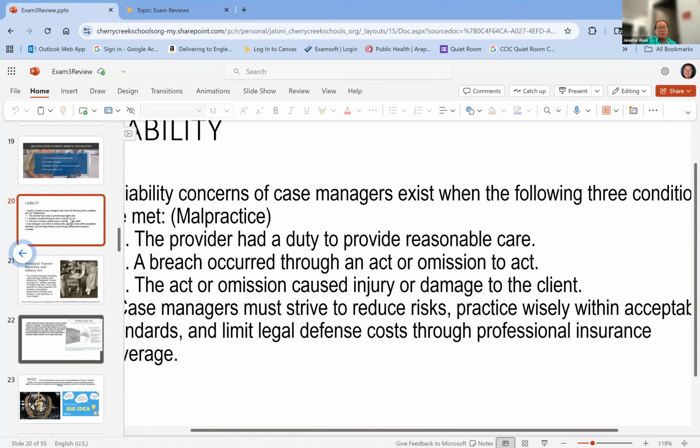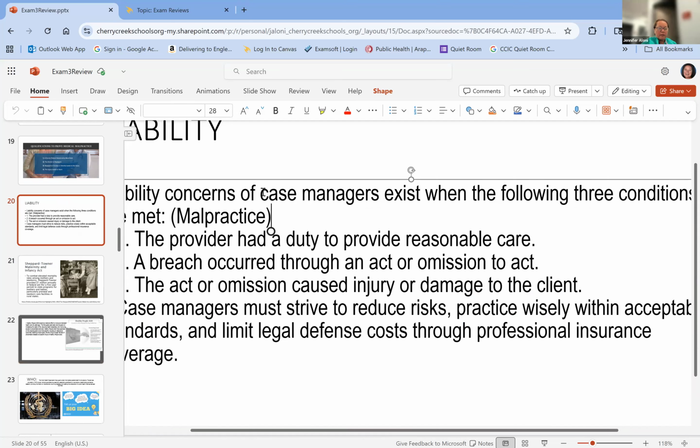We have a liability, which we take a look at. We know that for liability, why is this so big? We have to have a provider provide reasonable care. A breach occurred through an act or omission to act, and then the act or omission caused injury or damage to the patient. That's how we know it's going to be malpractice.